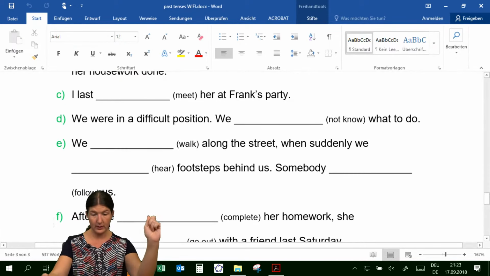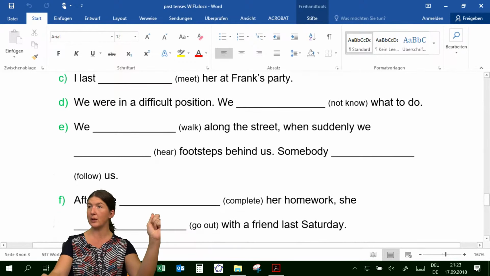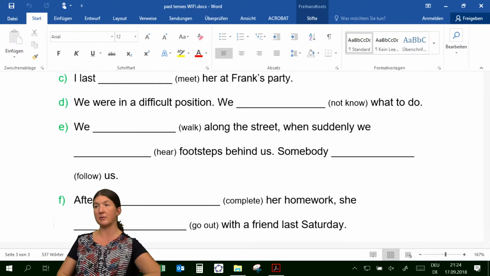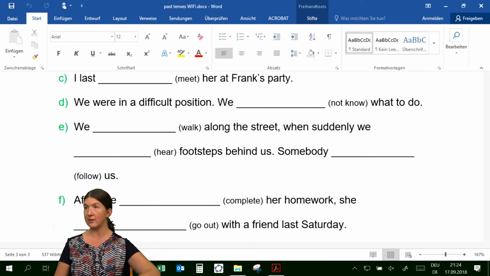E, a classic example of the longer action interrupted by a shorter one. We were walking along the street, which is the less important part of the story. We were walking along the street when suddenly we heard footsteps behind us. That is the most important thing. The walking along the street only sets the frame, that's the background. You want your listeners to know that there was a street and it was dark and it was lonely, and then you suddenly heard footsteps behind you.